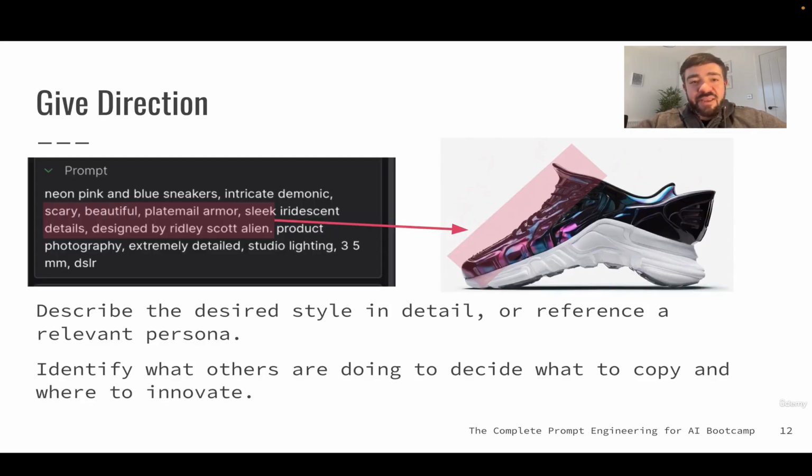Now, the part where we're giving direction is in this part here. We've said we want it to be scary, beautiful, plate mail armor, sleek, iridescent detail, designed by Ridley Scott Alien, so from the Alien movies. You can see it kind of looks like the Xenomorph's exterior hide, but it's neon pink and blue. And that's really exciting because we can change this variable, we can get different results. And again, we're giving it some direction. In this case, we're actually changing the style details.